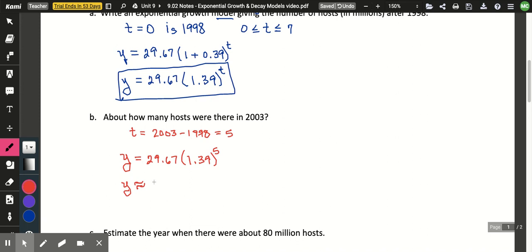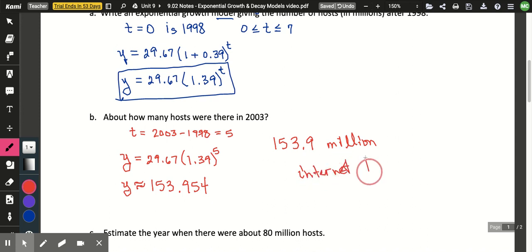All right, so the answer that I got was 153.954. My Ys in this one were measured in millions of internet hosts, so this would really be 153 million, 153.9, so almost 154 million internet hosts.